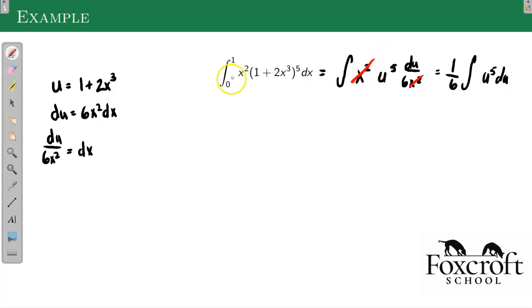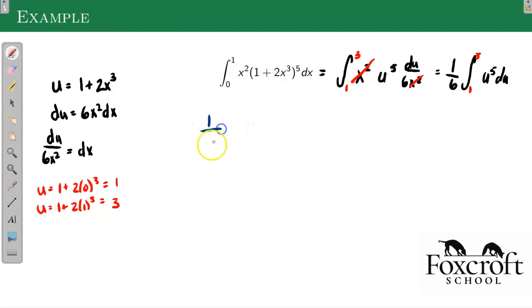All right, the other thing, we have these bounds. Because we're switching from x to u, we can't put the 0 and 1 here. We know if x is 0, u is 1 plus 2 times 0 cubed, using this equation between u and x, and that's 1. So if x is 0, u is 1. And if x is 1, u is 3. Now I can change my bounds to be about u instead, and now I can finish doing the problem.